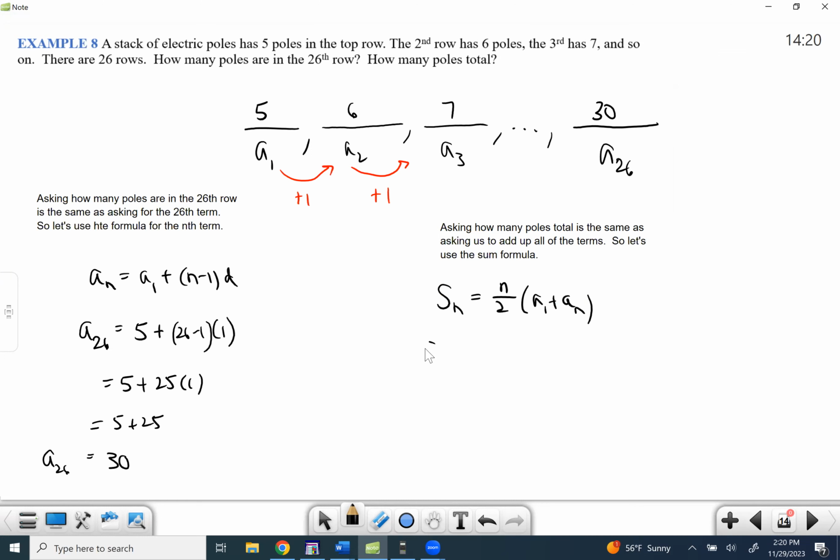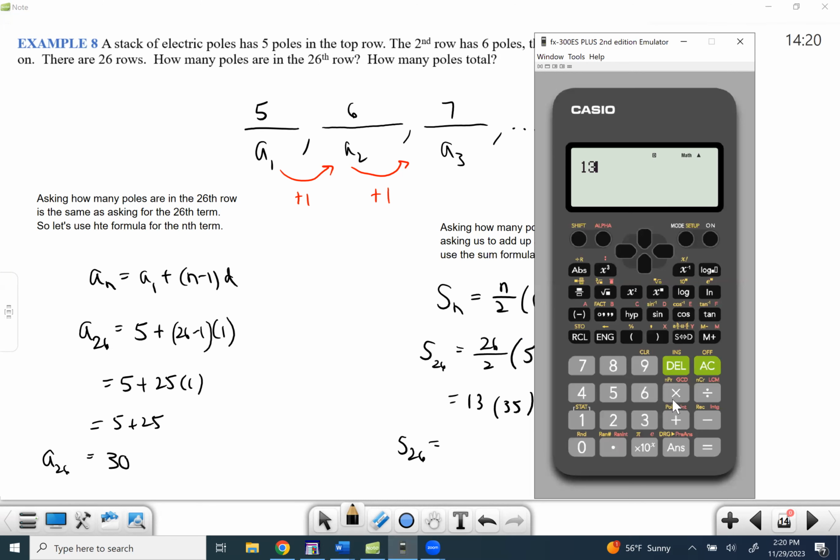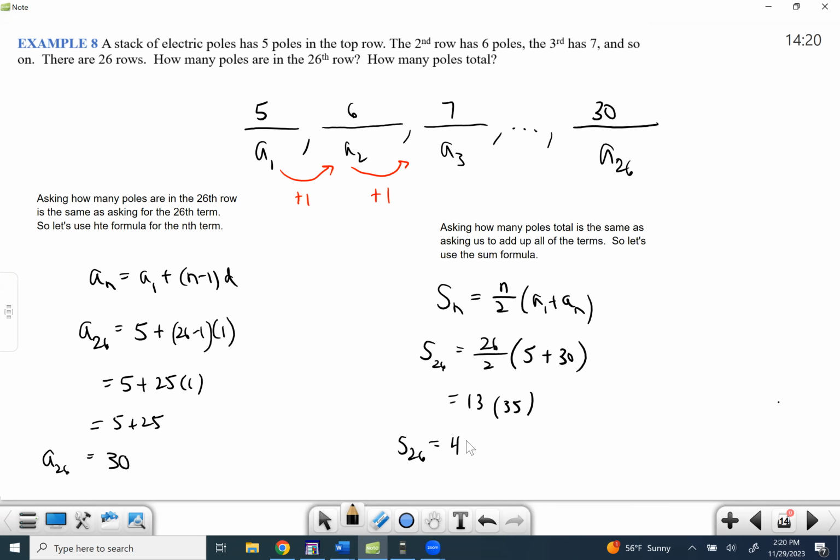Okay, so we've got to find the sum of 26 terms. There's 26 rows. We know the first has 5 in it, and we know the last has 30 in it. So 26 divided by 2 is 13. This will be 35. So we just need whatever 13 times 35 is. 455. So we got everything that we needed.